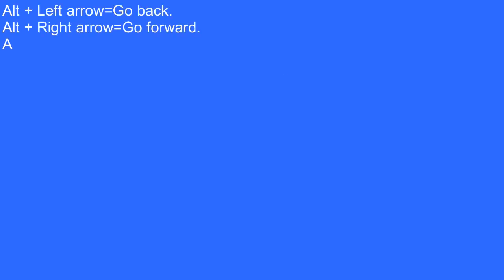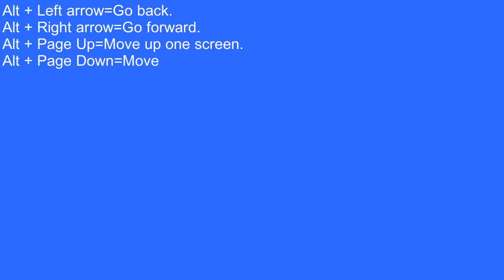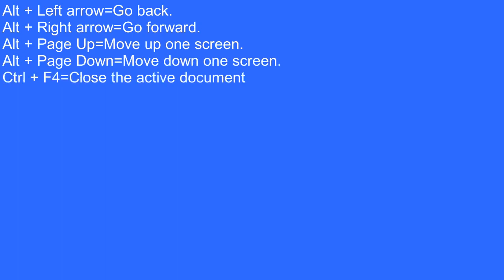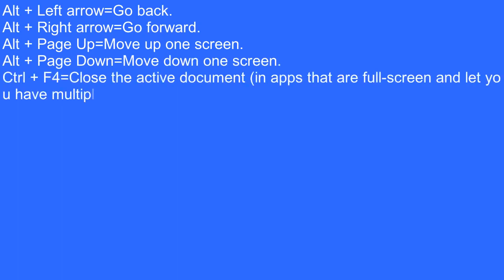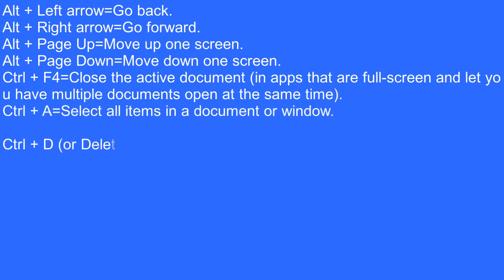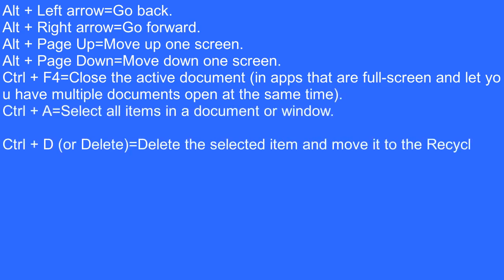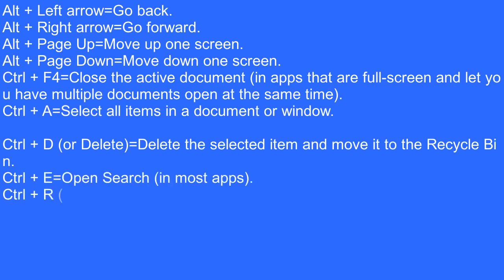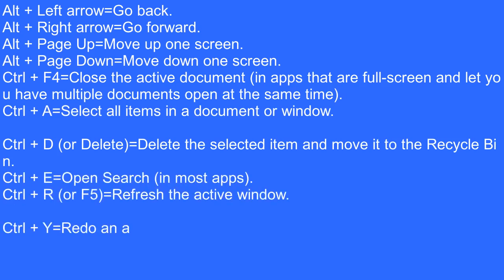Alt left arrow equals go back. Alt right arrow equals go forward. Alt page up equals move up one screen. Alt page down equals move down one screen. Ctrl F4 equals close the active document in apps that are full screen and let you have multiple documents open at the same time. Ctrl A equals select all items in a document or window.